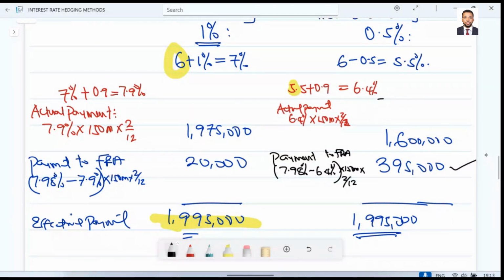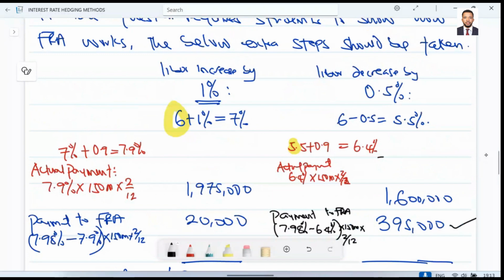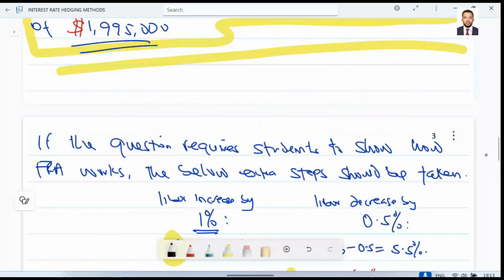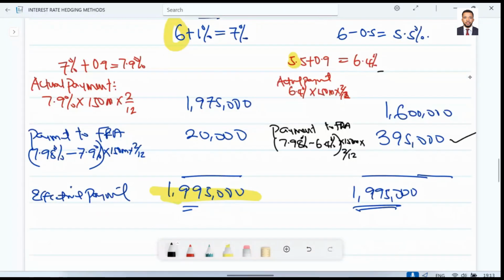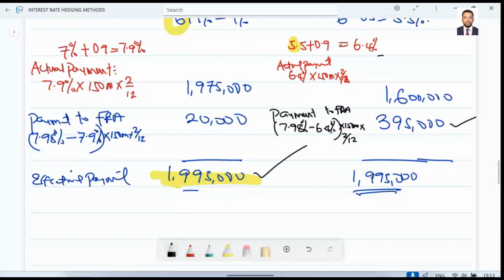Like I said, if they don't ask you to do the demonstration, you don't have to. Just stop here, because what has happened here is that with all this demonstration, at the end of the day, you still pay 1.995, which is your locked-in rate at the end.